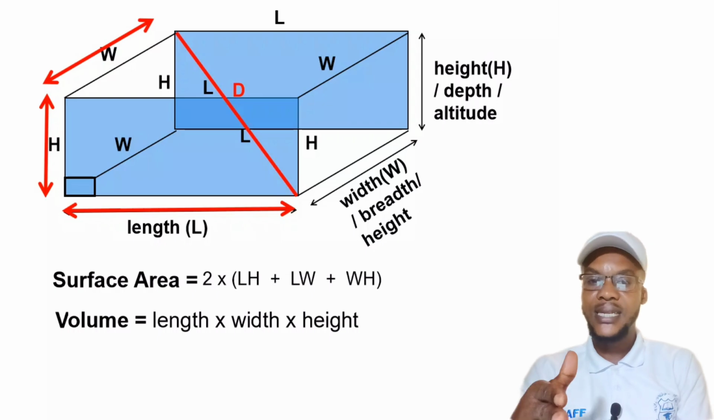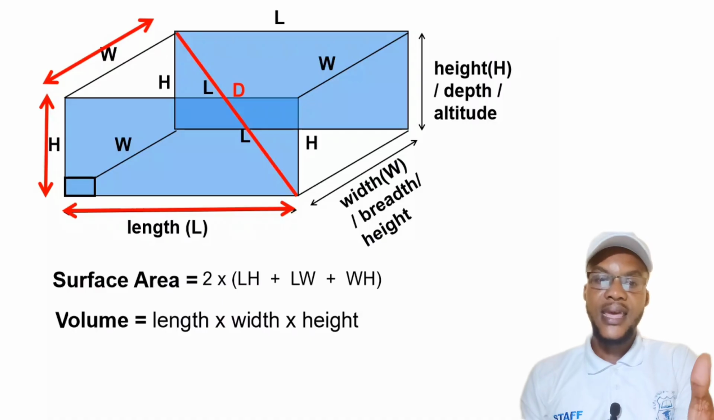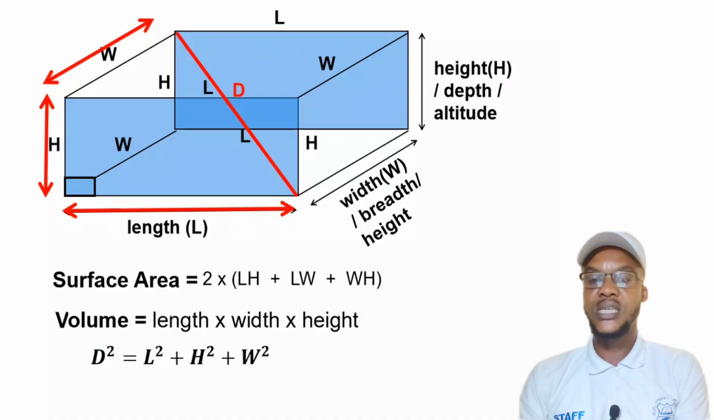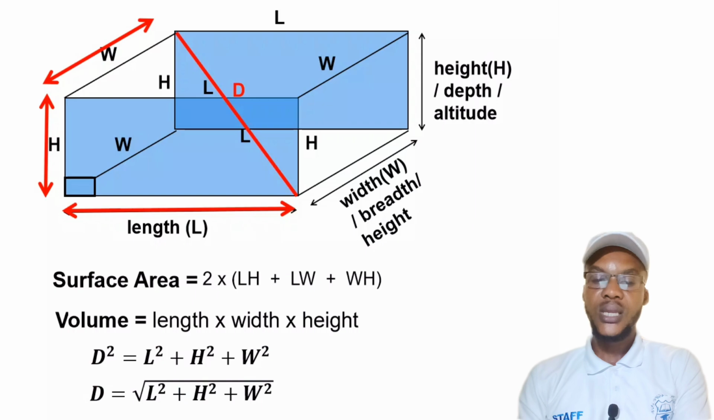So the D, which is the diagonal, now represents our hypotenuse, and the length, the height, and the width represent our other sides. So applying the concept of Pythagoras to find the hypotenuse, we are just going to see D squared is equal to L squared plus H squared plus W squared, because these are the other sides. Then we find the diagonal as the square root of length squared, height squared, and width squared, and you are good to go.